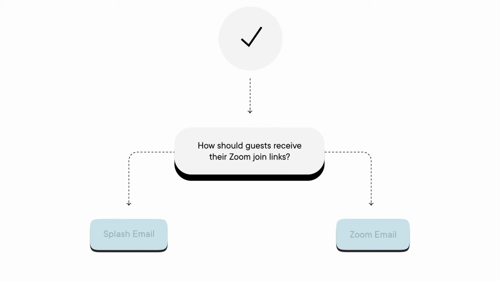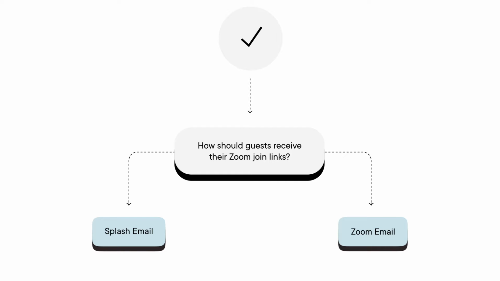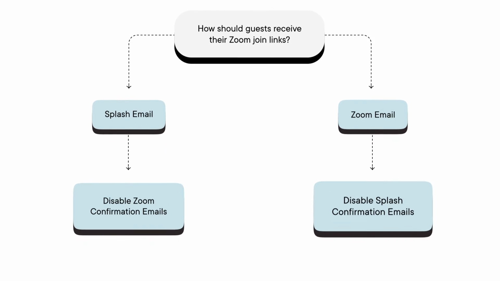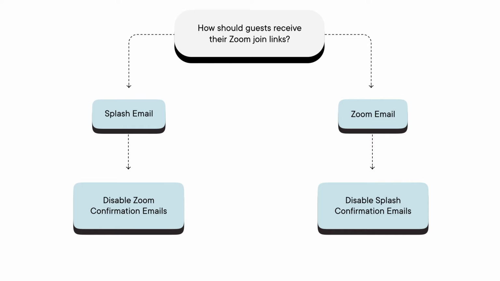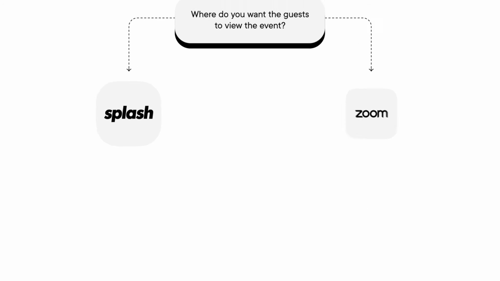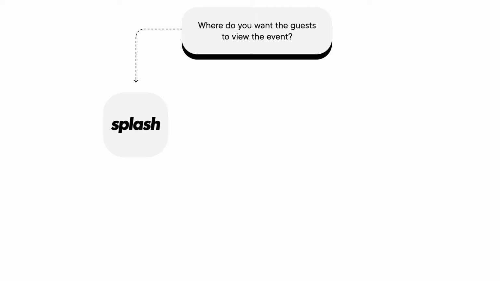Zoom join URLs are sent from Splash or Zoom, depending on your team's integration settings. When guests join the event in Zoom, checked in and checked out statuses automatically sync back to the Splash guest list. It's a beautiful thing.